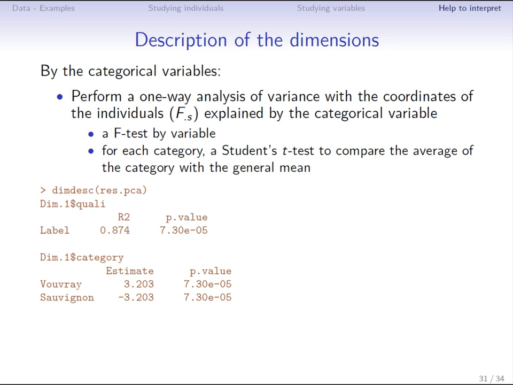Then for each categorical variable, an F-test is first conducted to know if the categorical variable is linked to the dimension. Secondly, a Student t-test is conducted to compare the average of the individuals who possess that category with the general average. We test whether the coefficient equals 0, considering that the variances of the coordinates are equal for each category.